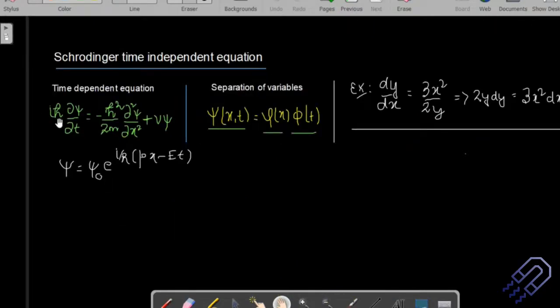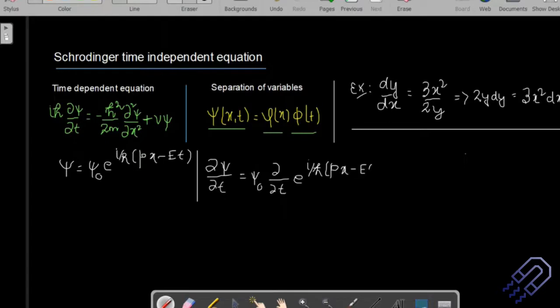Now you can see that for this we have got the term del psi del t. So what we'll do now is differentiate this term and find the value of del psi del t. So let's try finding del psi by del t. Psi naught is a constant, so you can take it out and write it as del by del t of e to the power i by h cross into (px minus Et).